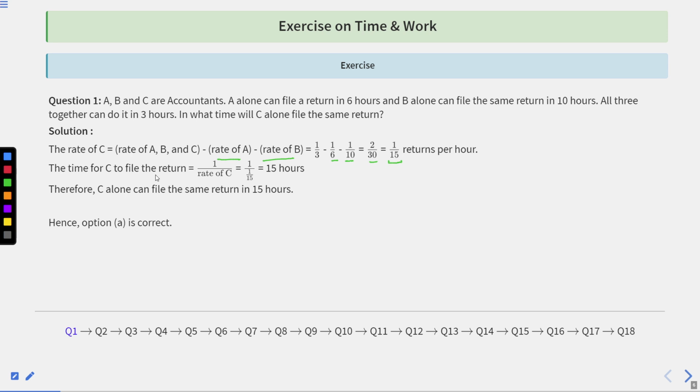And that is equal to 2 upon 30, which is 1 upon 15 returns per hour. The time for C to file the return is equal to 1 upon the rate of C, which is equal to 1 upon 1 upon 15. So the correct answer here is 15 hours. Therefore, C alone can file the same return in 15 hours. So the correct option here will be option A.